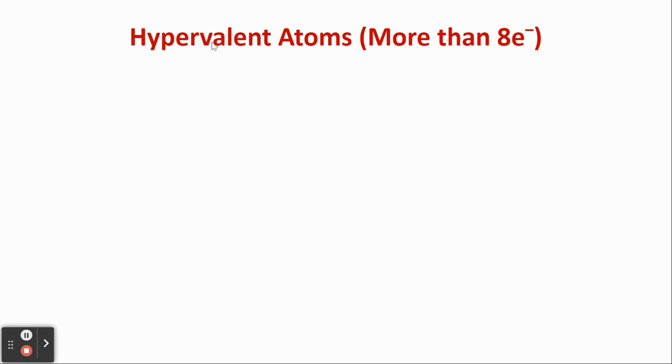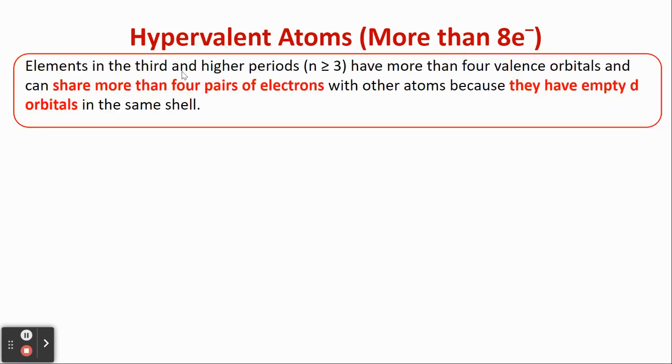Now let's look at hypervalent atoms. These are ones that can have more than 8 valence electrons. They're going to be in the 3rd row or lower. And the reason for that is once we get into the 3rd row, we're going to start to see orbitals becoming available. And when those orbitals are available, there's more room to expand our octet and form what are called hypervalent atoms.